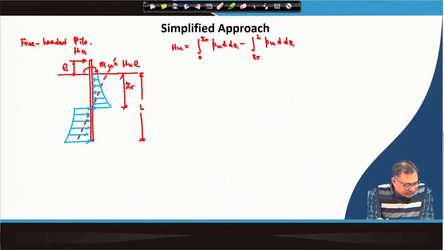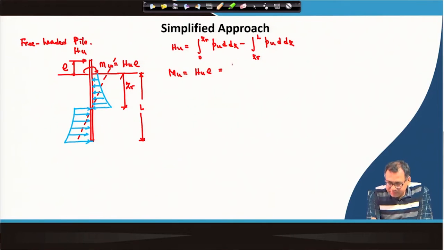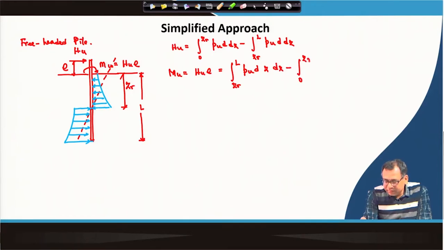Okay. And similarly, I can write that M u, the maximum moment, into E is equal to, because now we are taking the moment with the opposite sign, so I can take this first: the integral from Z r to L of p u d z dz, minus the integral from 0 to Z r of p u d z dz.